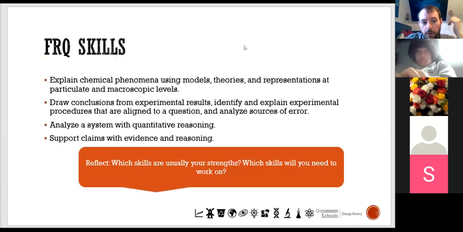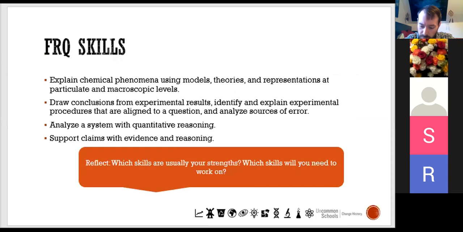So FRQs, there are 4 major things we're really going to be focusing on, 4 skills that the AP testers are really going to be looking at. Could I get, yeah, Ramir, can you just read these aloud?